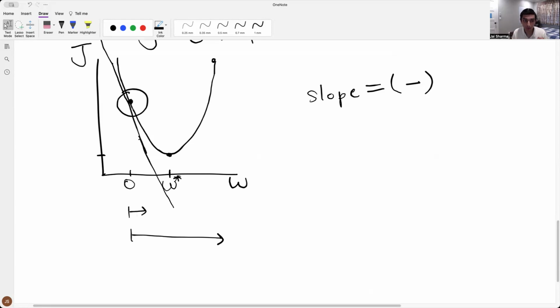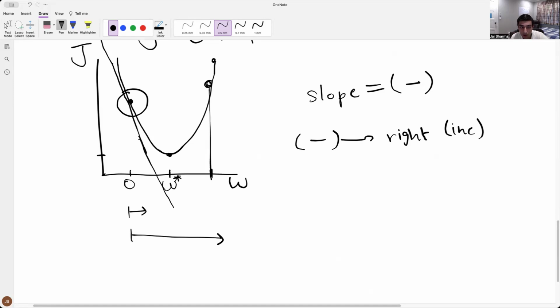Our initial guess being 0, since the slope is negative, and we know that a negative slope means that if we increase the value of the horizontal axis, whatever that is, in this case W, we expect a decrease in the cost because of the negative slope. So since we want to decrease the cost, what we would do is we would take a step forward in that direction. So we would go to the right. So a negative slope means go to the right, or increase the value of W. Alternatively, let's say this was our guess for W, right?